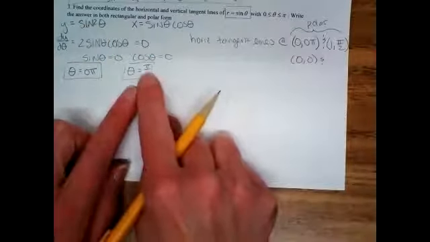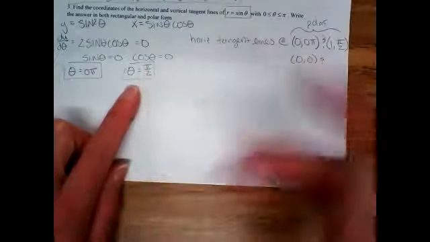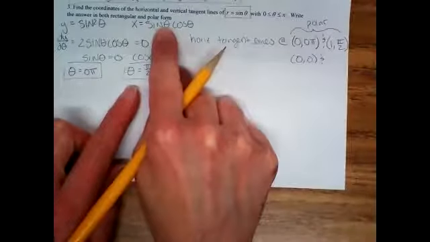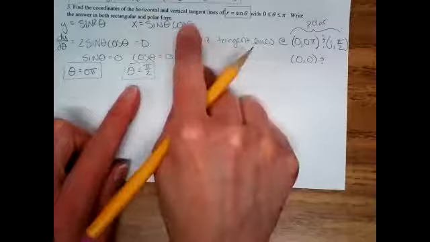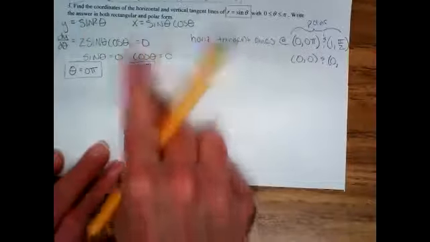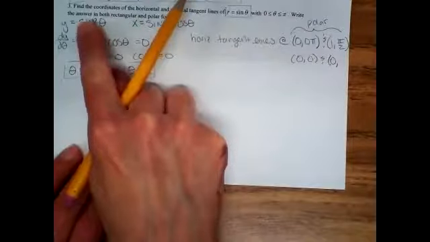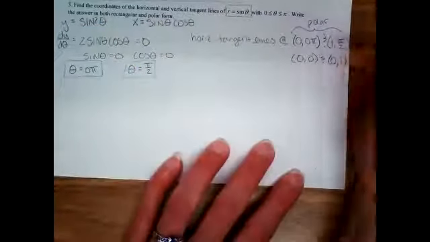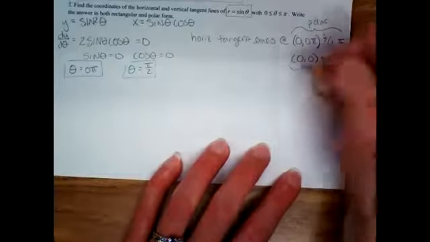Now let's plug in pi over 2. Let's do x first because it's going to be x, y. Sine of pi over 2 is 1. Cosine of pi over 2 is 0. So that would just be 0. And then sine of pi over 2 is 1. 1 squared is 1. And those are the answers in rectangular.